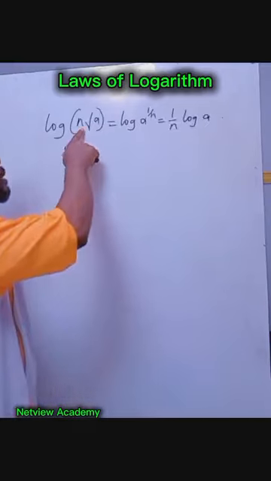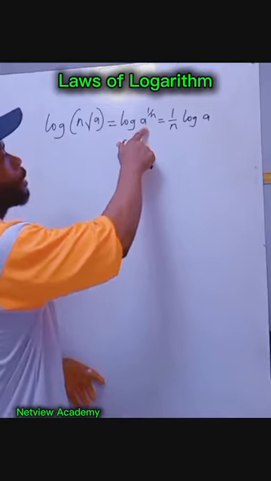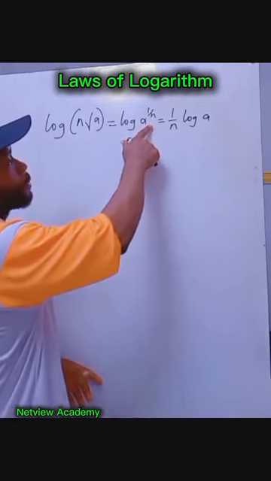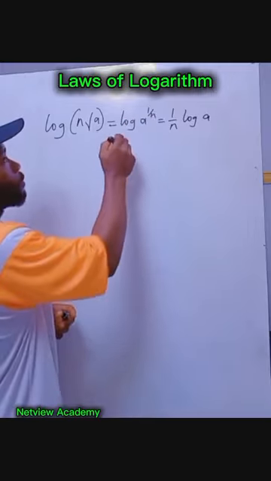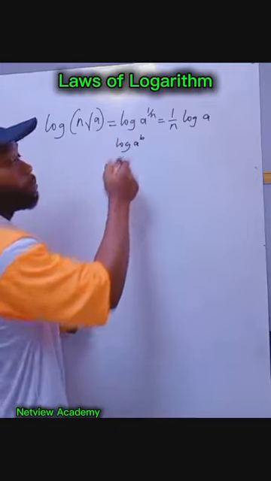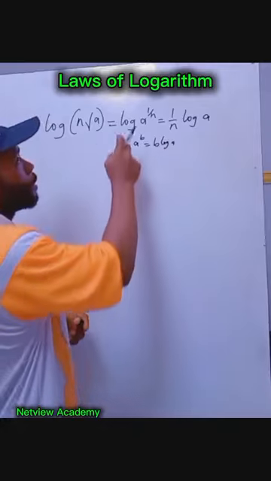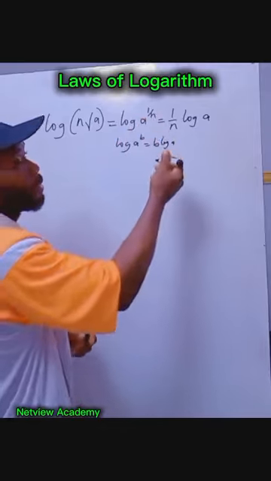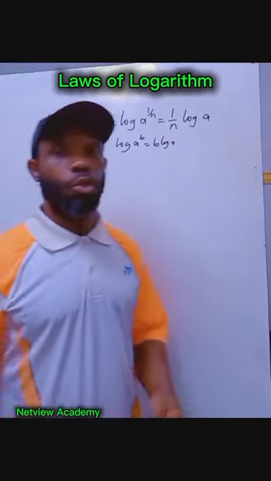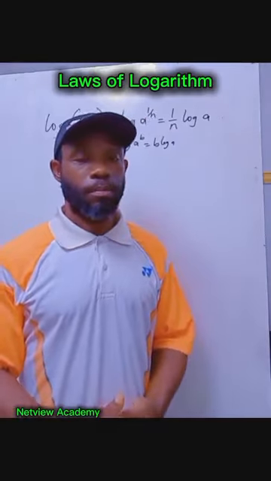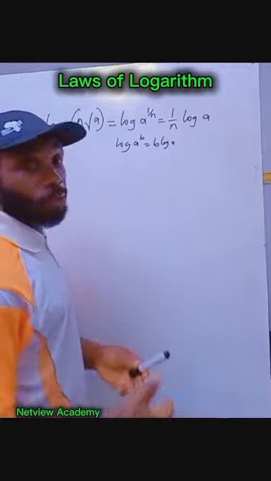Log n root a is equal to log a raised to the power 1 over n. And according to the power law, when we have log a raised to the power b, this value is b log a. Therefore, log a raised to the power 1 all over n is expressed as 1 over n log a. This is the root law in logarithm. It is a variation of the power law. Let me show you how to apply the root law.